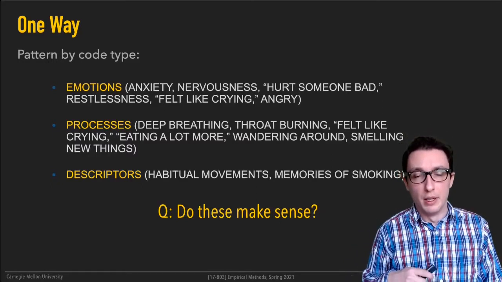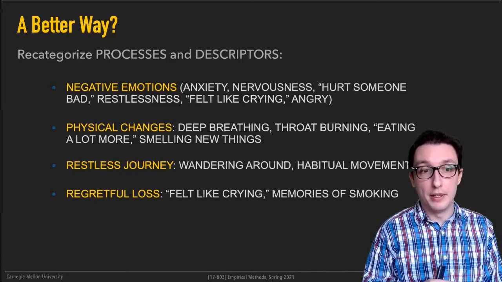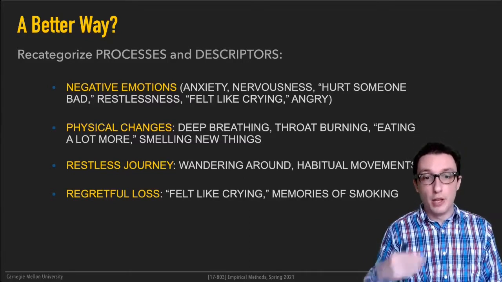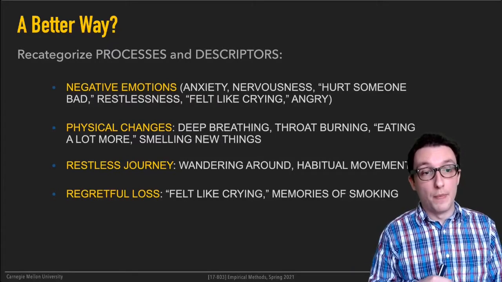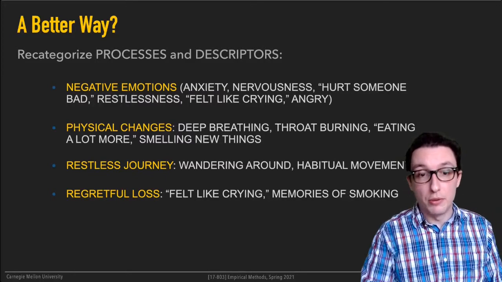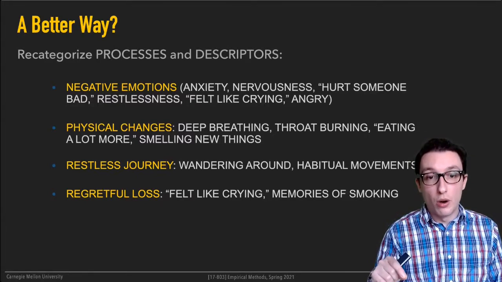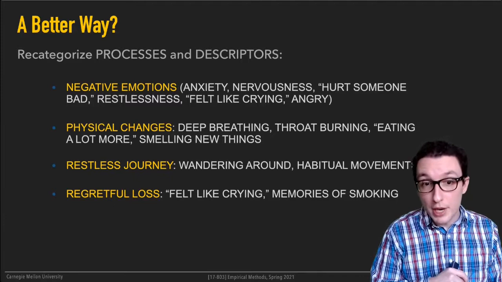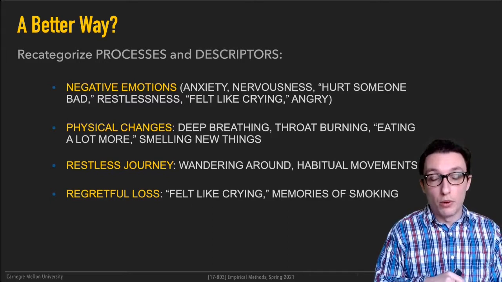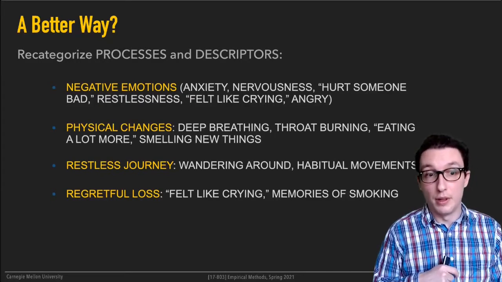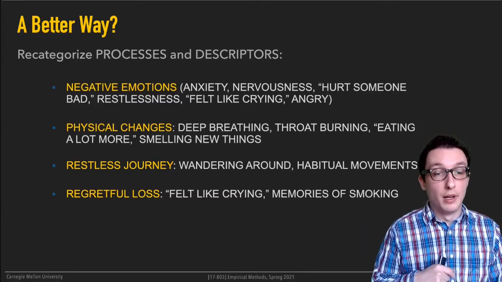So maybe a better way is to recategorize these into something that makes better sense together. For example, here, in addition to emotions, which we carried over from the first version, we've grouped together codes that talk about physical changes. You see deep breathing and throat burning and eating a lot more and smelling new things. All of these have to do with physical changes. Okay? And we group those together.